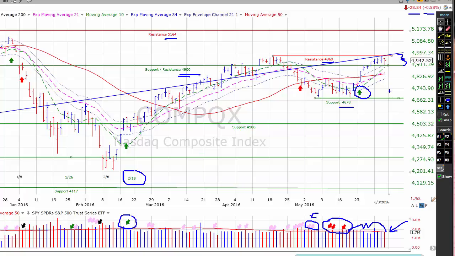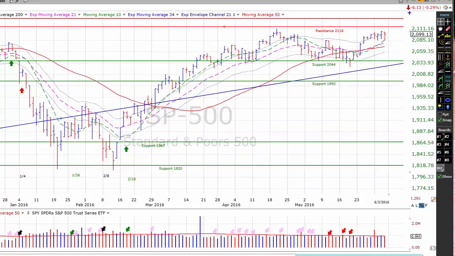Let's see what the S&P 500's up to. On Friday, the S&P was down 6.13 points or 0.29%. After closing above the 2100 level on Thursday, the S&P continues to struggle with that level, and we actually closed below that at 2099. Trading volume yesterday, or Friday, was lower than the prior day and below average.